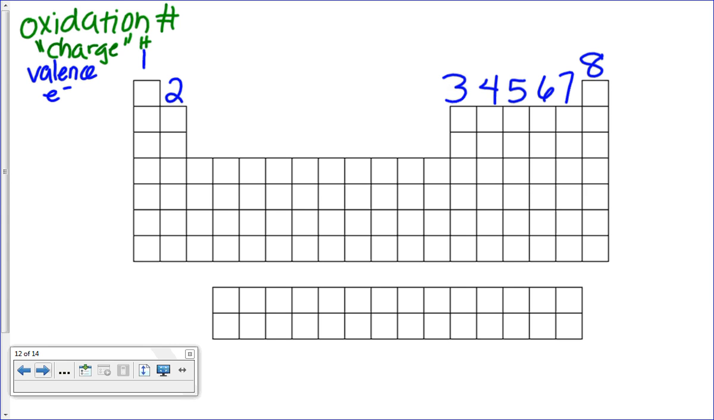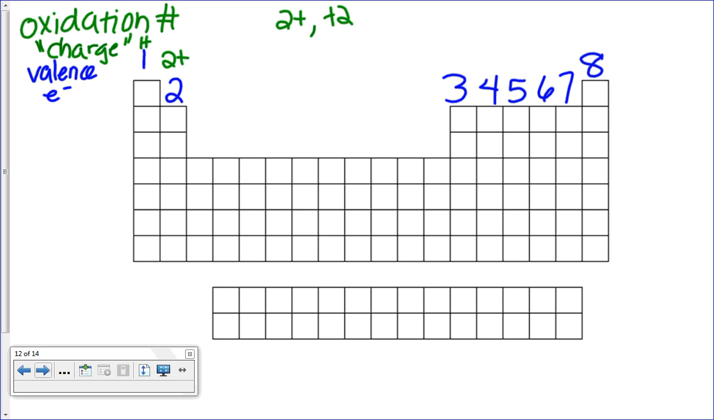So what about here in group 2? How many electrons are these going to be getting rid of? 2, because they have 2 valence electrons. So what would their overall charge be? 2 positive. Good. You can write it 2 positive or positive 2. It doesn't matter which way you write them. For some reason, my brain is always set this way, so that's the way it is.